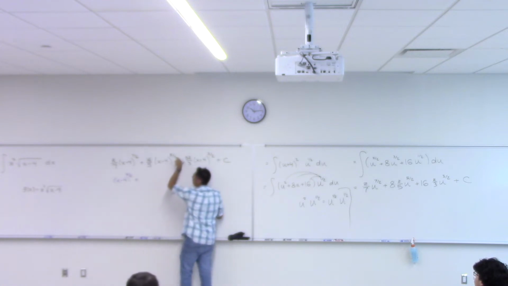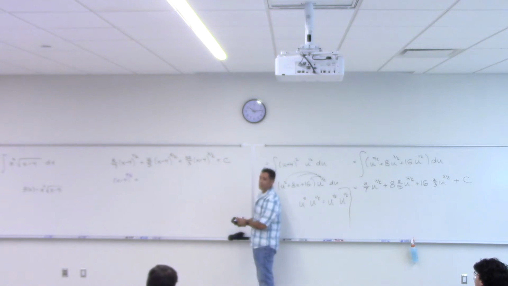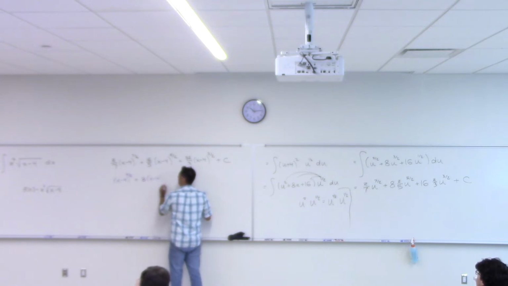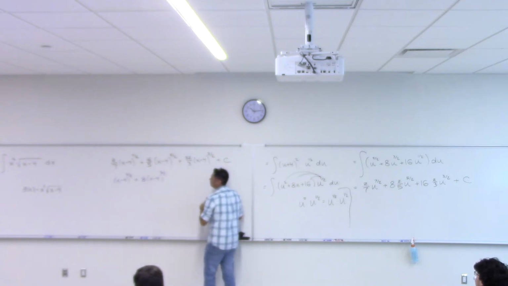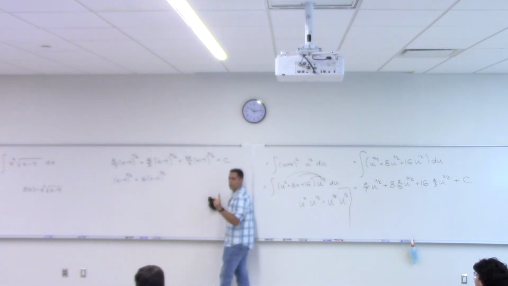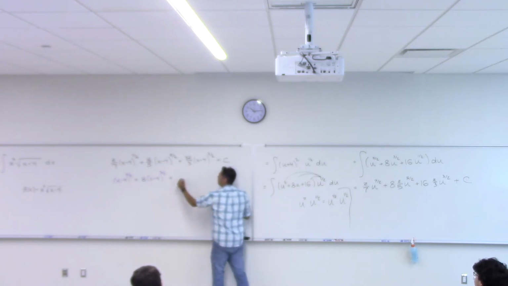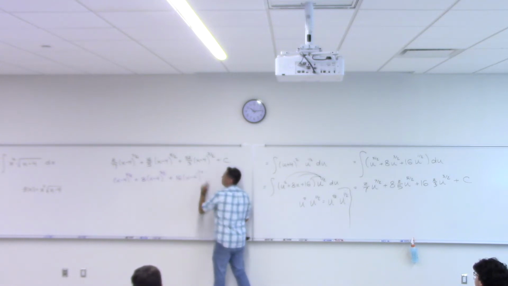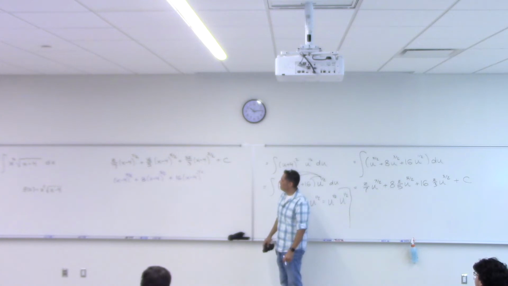Plus, 5 halves comes out over here. What happens when 5 halves hit 16 fifths? You get 8, don't you? 8, x minus 4 to the 3 halves. Subtract 1 from the power. Derivative of the inside, 1. Plus, now 3 halves comes out. The 3's cancel, 2 goes in there. You get 16, x minus 4 to the 1 half. How in the world is that my derivative? I'm done, right?